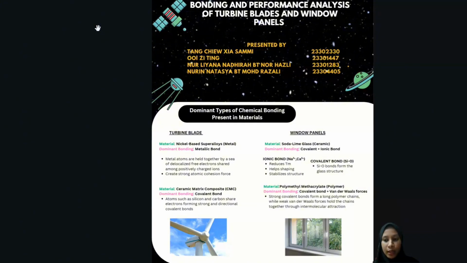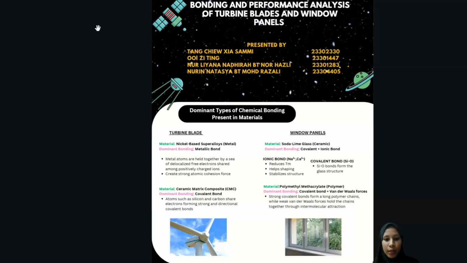Moving on to window panel materials. The first material is soda lime glass, which is classified as a ceramic. This material mainly consists of covalent bonding between silicon and oxygen atoms, forming a rigid network structure.